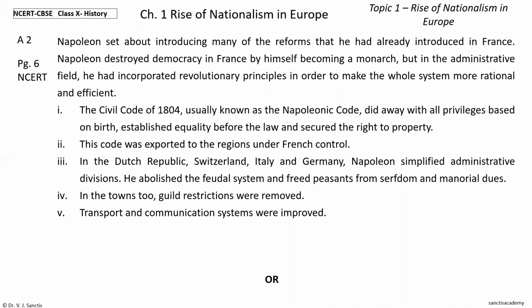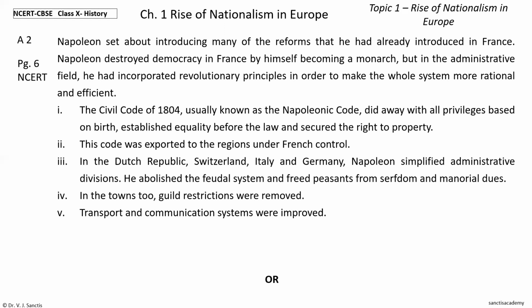What were these changes? Number 1, the Civil Code of 1804, usually known as the Napoleonic Code, did away with all privileges based on birth, established equality before law, and secured the right to property. Number 2, the code was exported to the regions under French control.